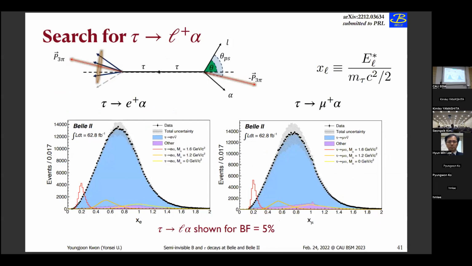Okay, then if you look at this normalized energy of the primary lepton, this is X sub E, X sub mu, electron, muon. Then this normalized energy distribution depends on the mass of the missing particle alpha. So if the alpha particle has zero mass, then X sub E or X sub mu tends to be high. But if it is very high mass, then X sub E, X sub mu must be very small. So we can separate depending on the alpha mass. And this is much narrower compared to the background distribution. So this is how we estimate the signal.